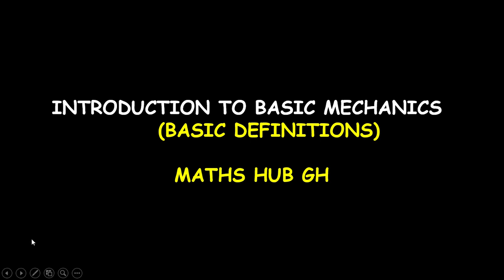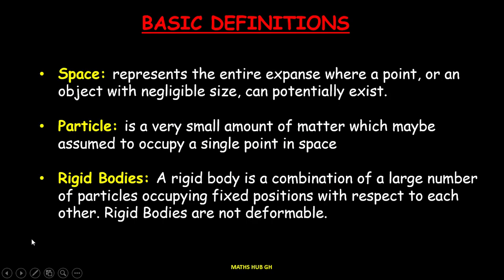Hello everyone. In this lesson, we are going to be looking at some basic definitions that will help us understand some concepts in this basic mechanics course easily. So I have the first term here, which is space. Space represents the entire expanse where a point or an object with a negligible size can potentially exist.